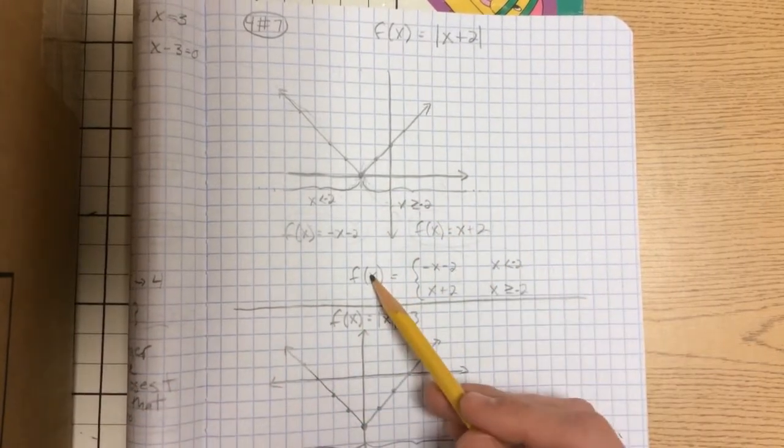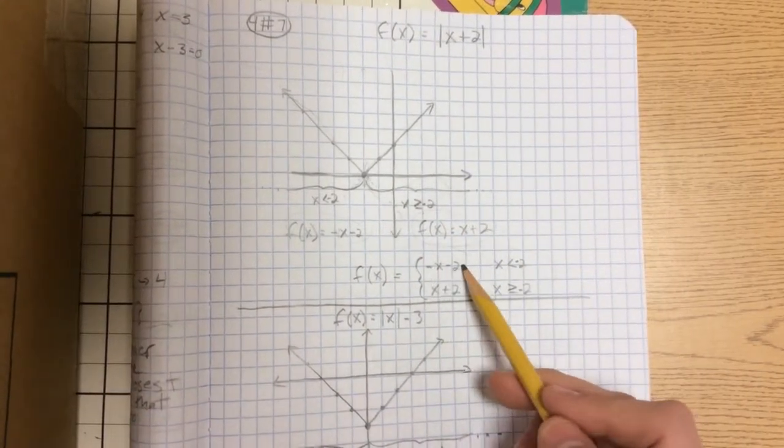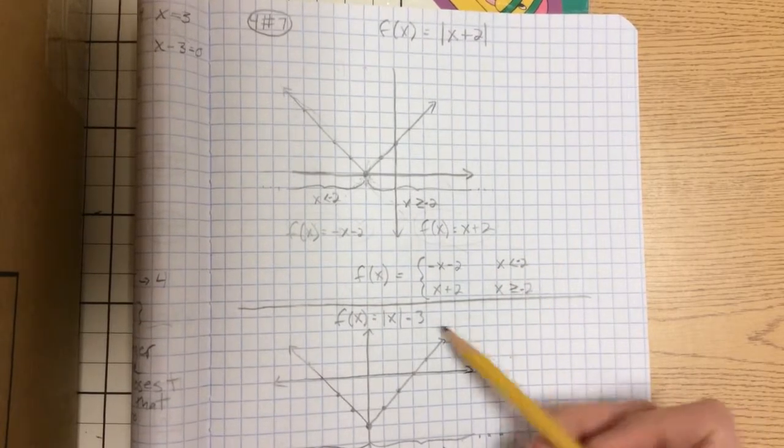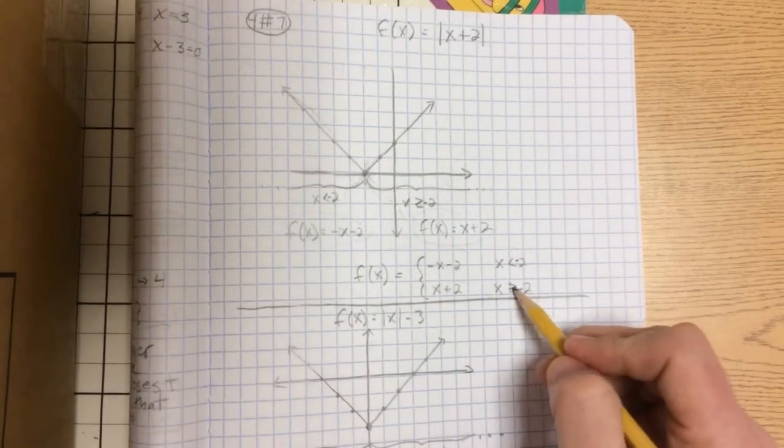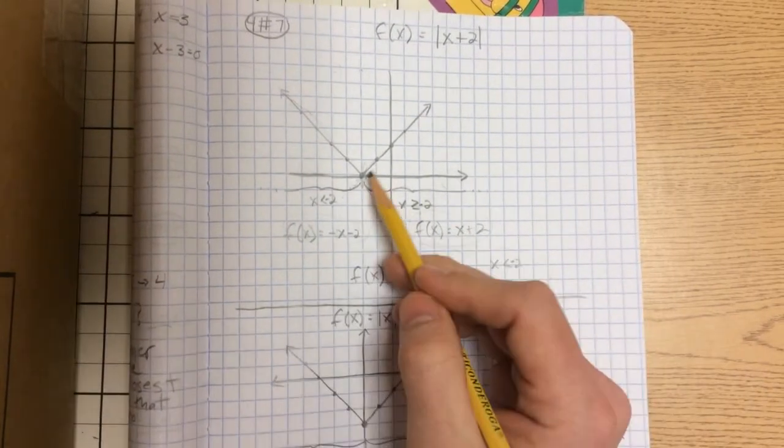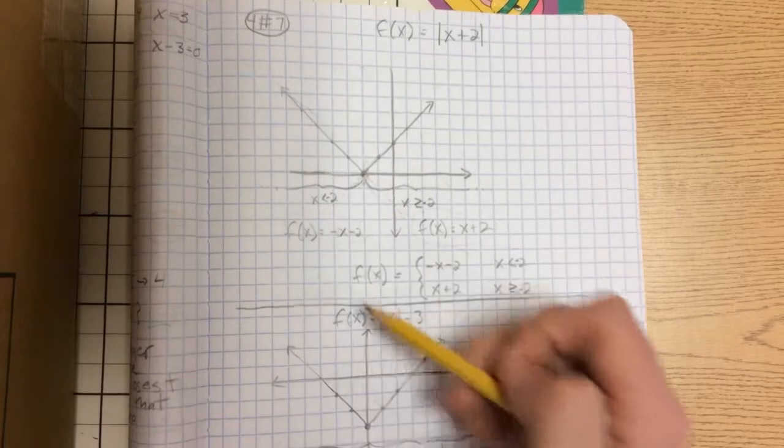So in total, the function can be defined as negative x minus 2 when x is less than negative 2, or x plus 2 when x is greater than or equal to negative 2. And again, this equal to we could have put up here. It's arbitrary which one you want to say it's on.